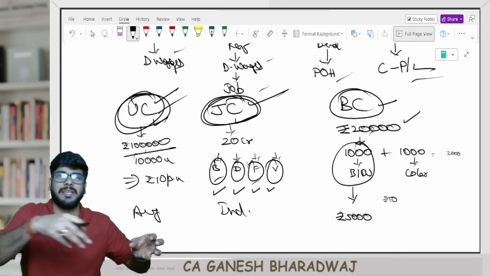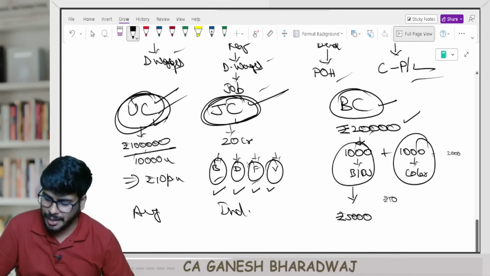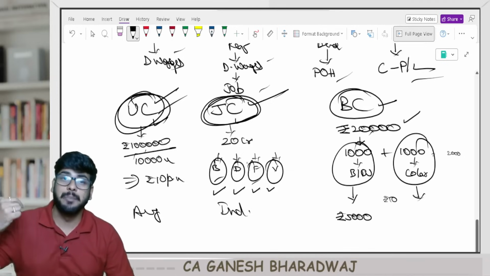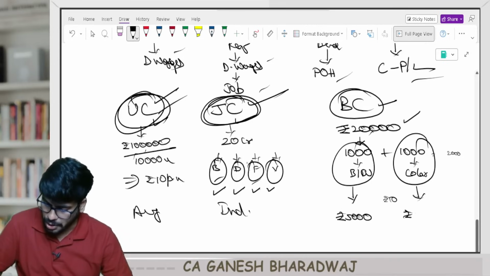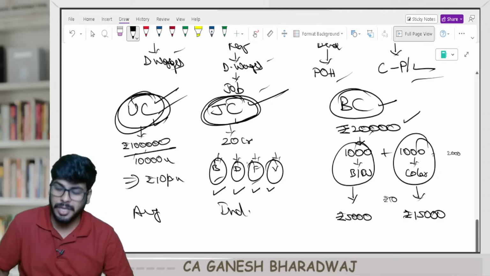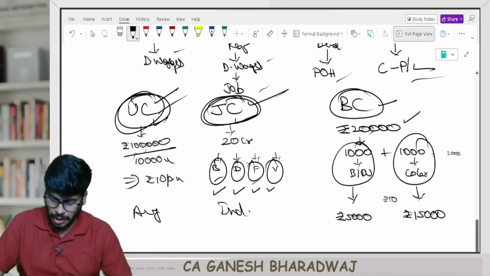Next, I added some color ink and all. Now, I started the next batch of color pages. I printed 1000 color pages. For this, the total cost incurred was 15,000 rupees. Guys, clear with this? Total is 20,000.